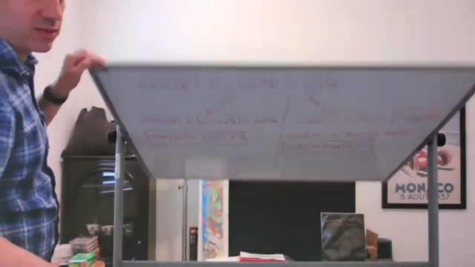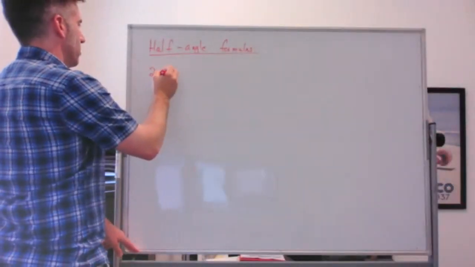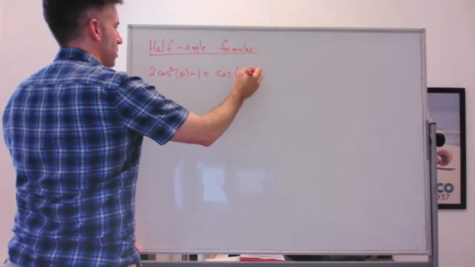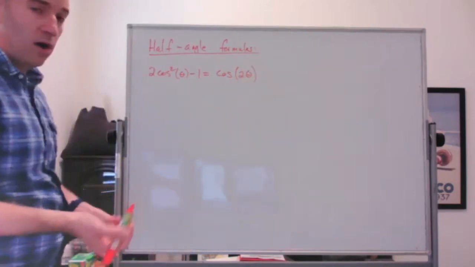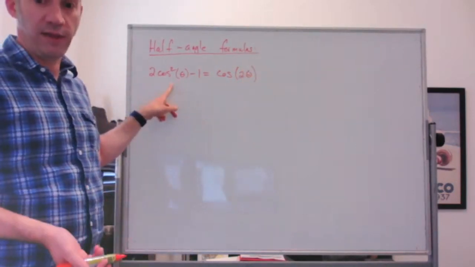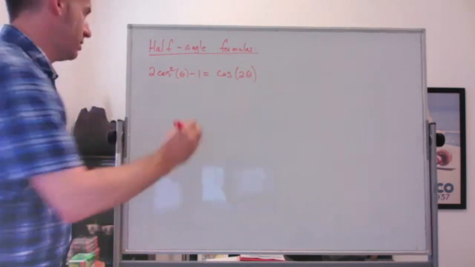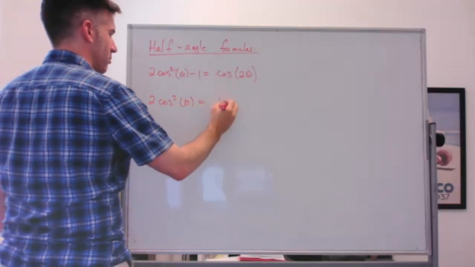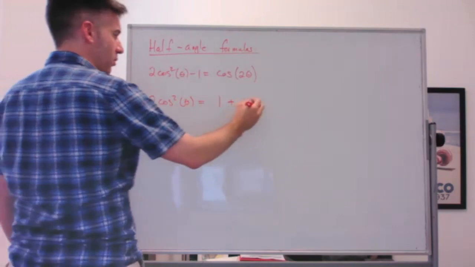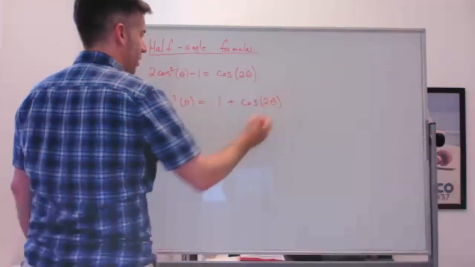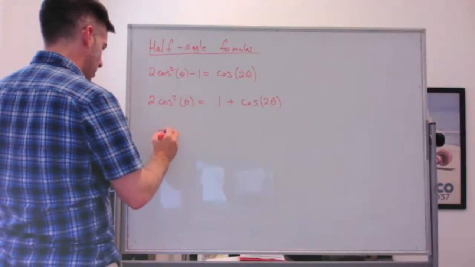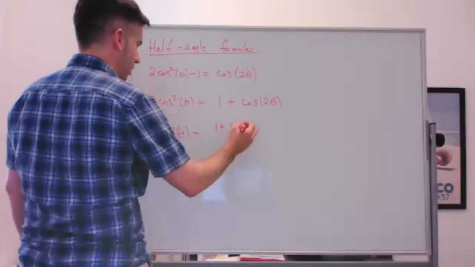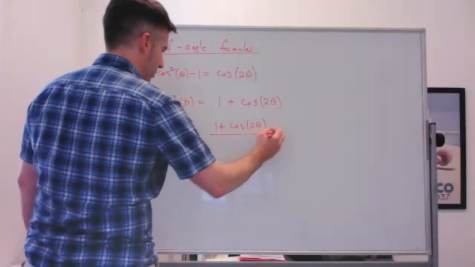So I'm going to have 2 cosine squared theta minus 1 equal to cosine of 2 theta. All we're going to do is solve for cosine of theta. So I'm first going to add 1 to both sides. So 2 cosine squared theta is equal to 1 plus cosine of 2 theta. And then we're going to divide both sides by 2. Cosine squared theta equals 1 plus cosine of 2 theta divided by 2.